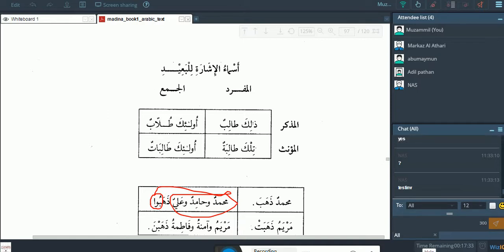And when you come to mu'annath, we learned previously that you say dhahabat. Muhammadun dhahabat. محمد عفوا مريم ذهبت. مريم وآمنة وفاطمة ذهبن. ذهبن.